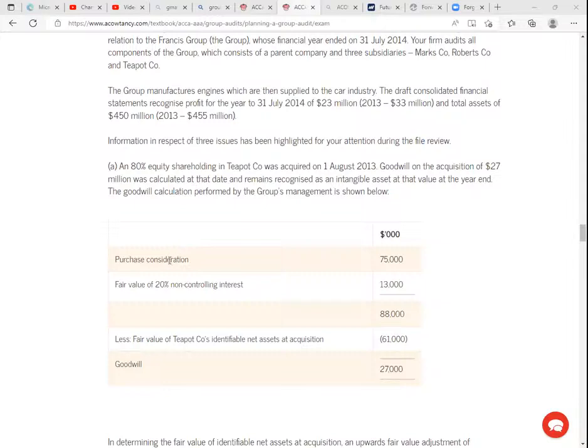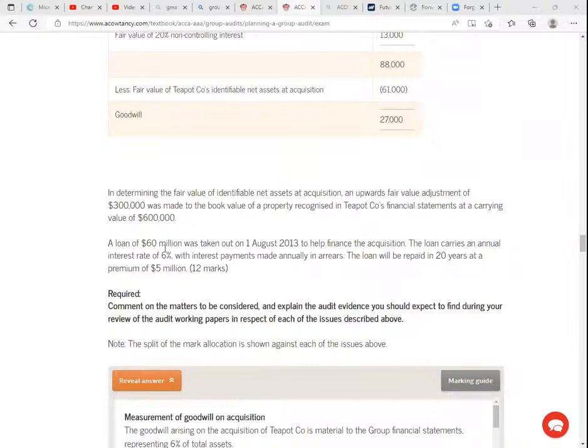So I don't know whether they have considered the impairment. In determining the fair value of identifiable net assets at acquisition, an upwards fair value adjustment of 300,000 was made to the book value of a property recognized in Teapot Company's financial statements at a carrying value of 600,000. So in short, they did a revaluation. It's acceptable, but let's see what they're talking about with this revaluation. A loan of 60 million was taken out on 1st August 2013 to help finance the acquisition.